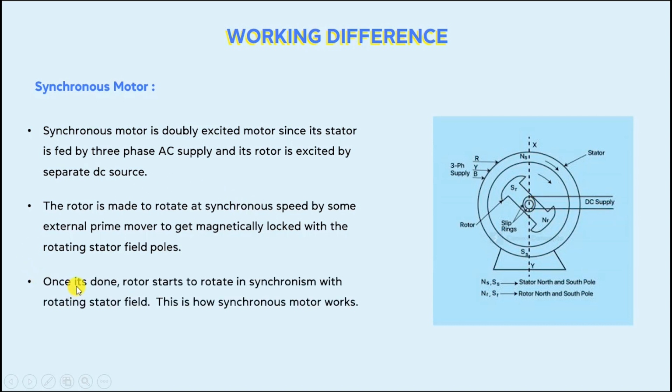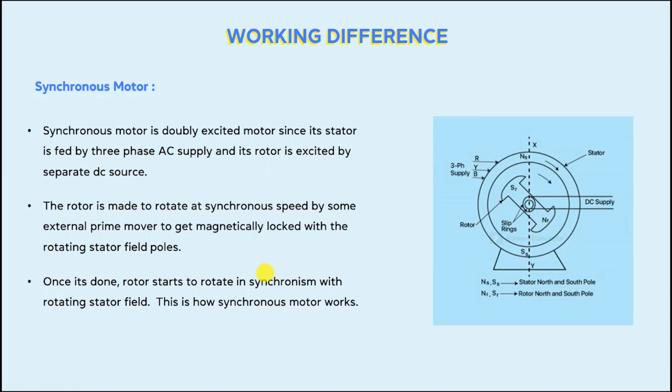Once the rotor gets magnetically locked with the stator field poles, it starts to rotate in synchronism with the stator field, and this is how a synchronous motor works. So basically, the rotor is made to rotate at synchronous speed to get magnetically locked with the stator poles, and when it's done, the synchronous motor starts to rotate at synchronous speed. So this is the working of a synchronous motor.